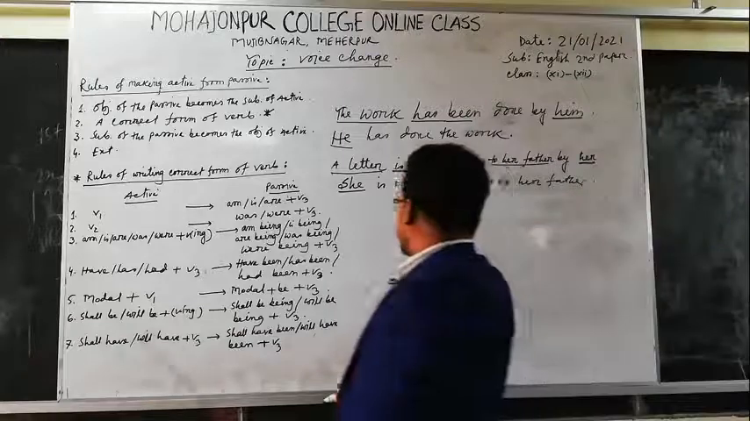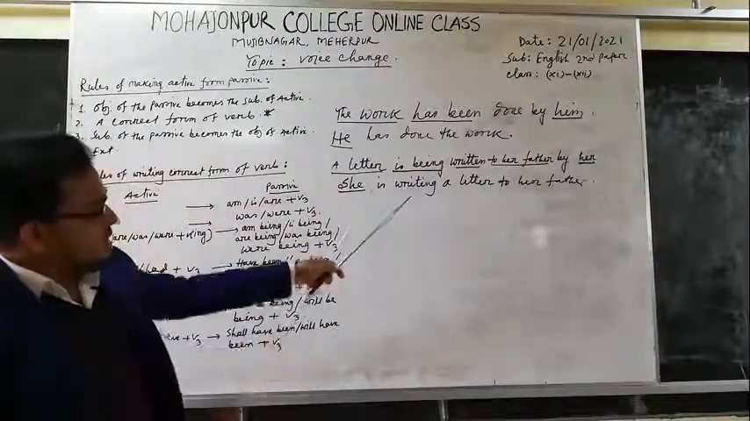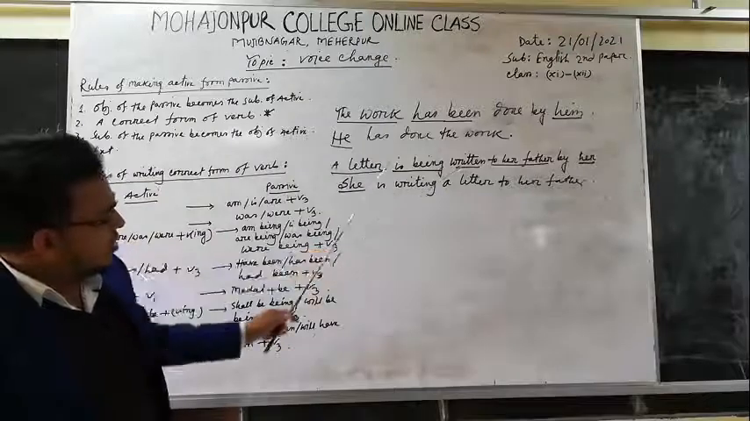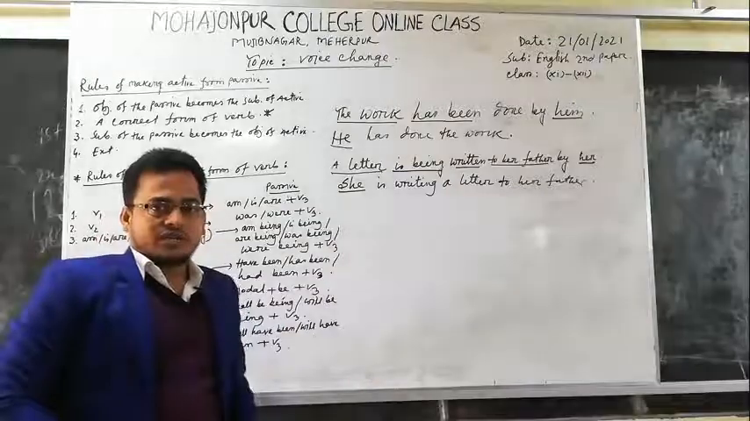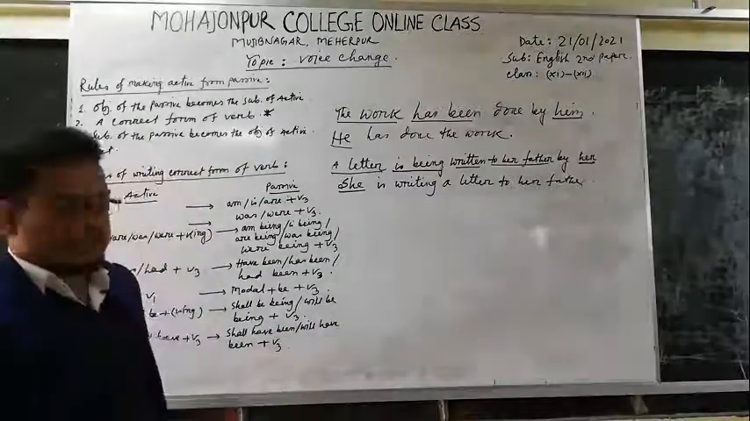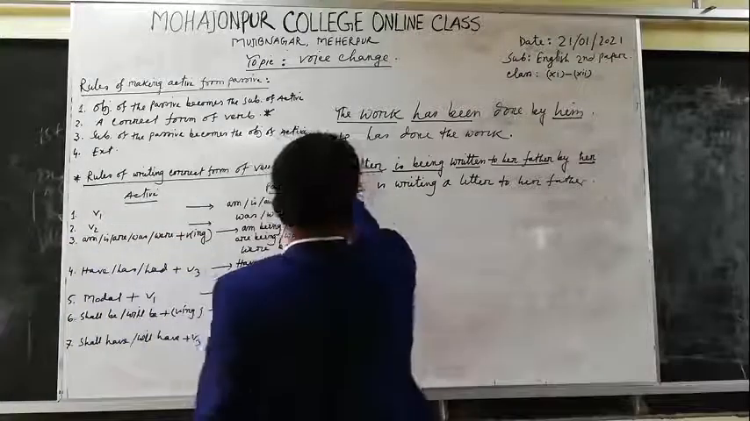Okay, the students, a letter is being written to her father by her, so we have made it an active. She is writing a letter to her father. Clear? I think it is very clear to you. Now my dear students, look at another example.